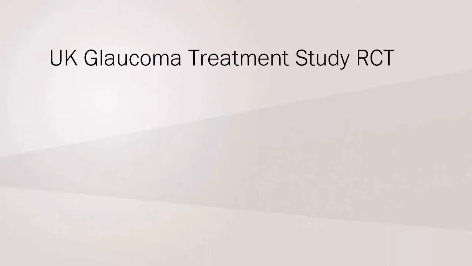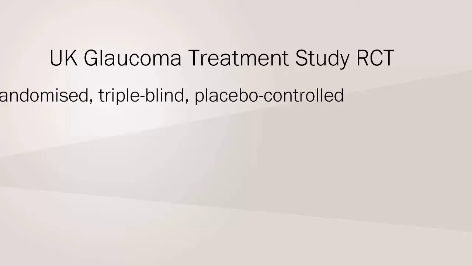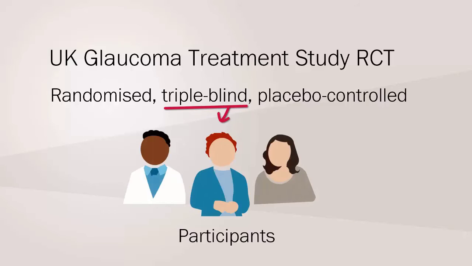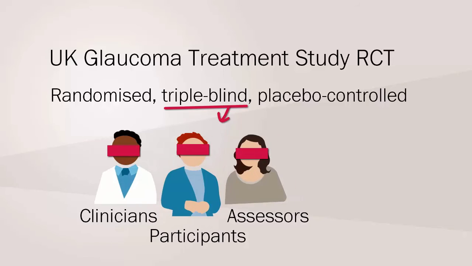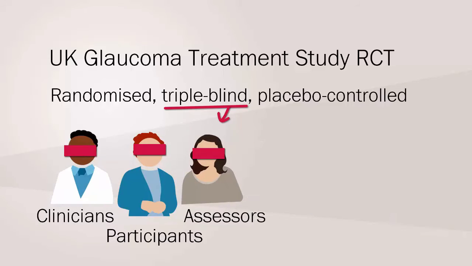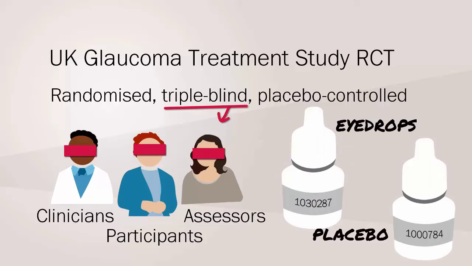We're going to look at the UK glaucoma treatment study randomized controlled trial to illustrate this study design. This was a randomized triple-blind or triple-masked placebo-controlled trial. Triple-blind means that the participants, clinicians and those that assessed the primary outcome did not know to which arm a participant was allocated. This was not difficult to do, as the eye drops and placebo used in the trial were labelled at manufacture only with the study ID of the participant. Otherwise, the two types of drops looked identical.